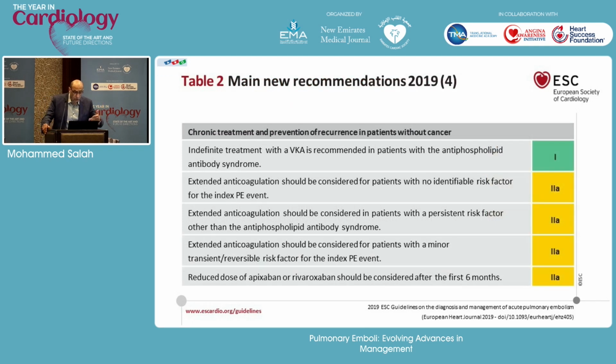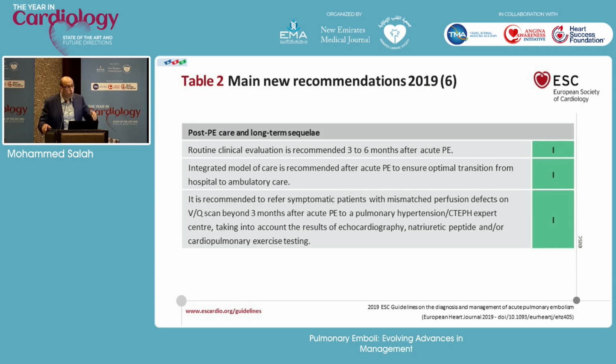What about long-term chronic treatment and the prevention of recurrence in patients without cancer? Indefinite treatment with vitamin K antagonist is recommended in patients with antiphospholipid syndrome, class 1. Extended anticoagulation should be considered for patients with no identified risk factor for the index pulmonary embolism event, class 2A. Extended anticoagulation should be considered in patients with persistent risk factor other than antiphospholipid syndrome, class 2A. Extended anticoagulation should be considered in patients with minor transient reversible risk factor for the index pulmonary embolism, class 2A. Reduced dose of apixaban or rivaroxaban should be considered after the first 6 months. So this is very important: you have to give the full dose for the first 6 months, and after that you have to reduce the dose.